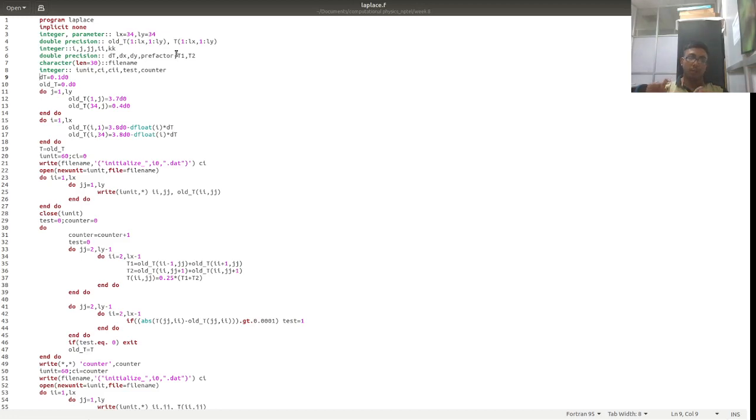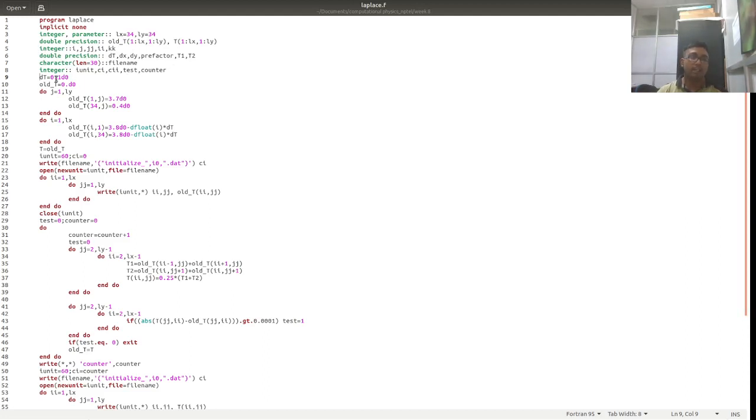Okay, so in each step we are going to update the value of temperature at each of the grid points, and I will assign those values to this array old t. In this way the temperature array will be updated until the convergence criteria is satisfied. Okay, so the other things are also given here.